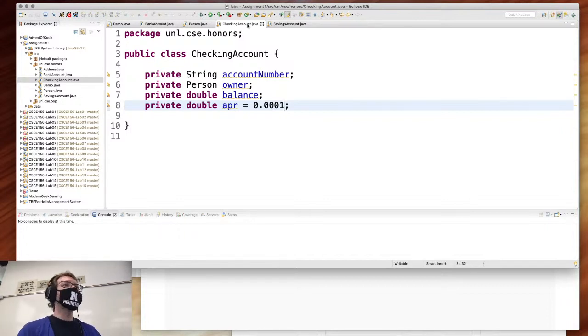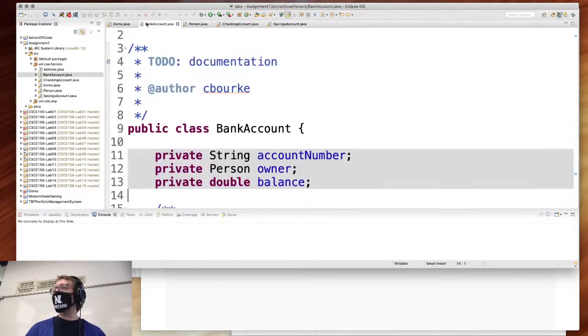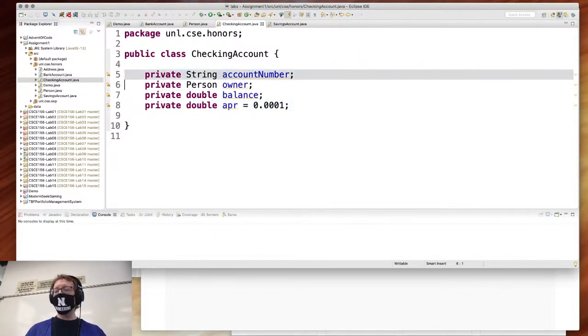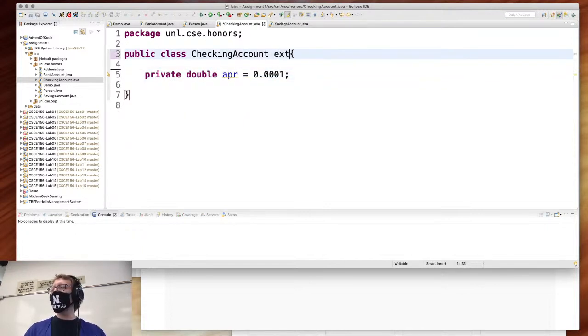But wait a second, what was I doing that entire time? Copy, paste, copy, paste. Sound like a good long-term strategy, copy pasta? Nope. What do I have in common here? A savings account is a bank account, and a checking account is a bank account. Right? And there are commonalities here. We've got an account number, an owner, and a balance. Well, I don't need to repeat myself, DRY principle, don't repeat yourself, if I extends bank account.